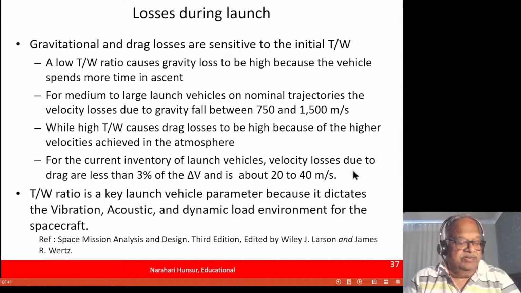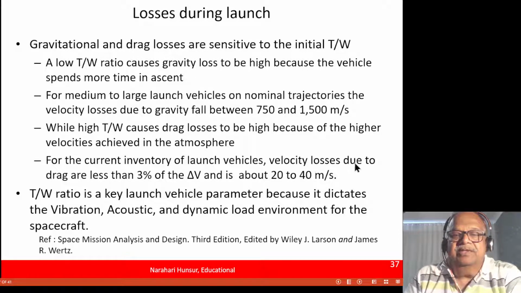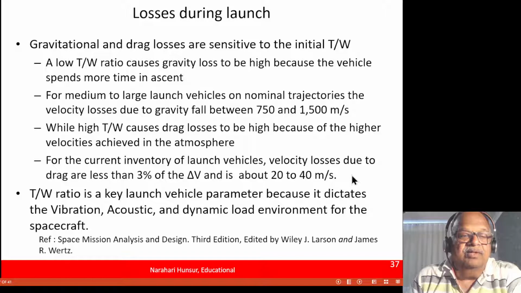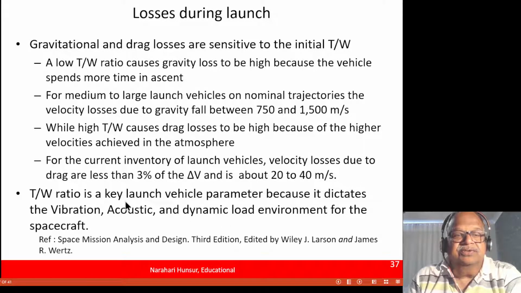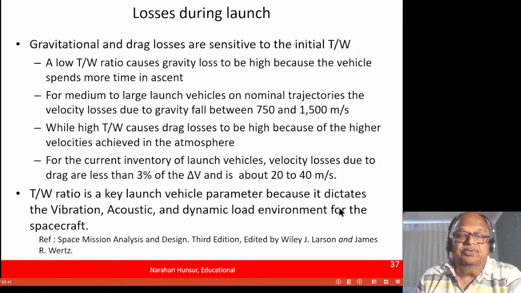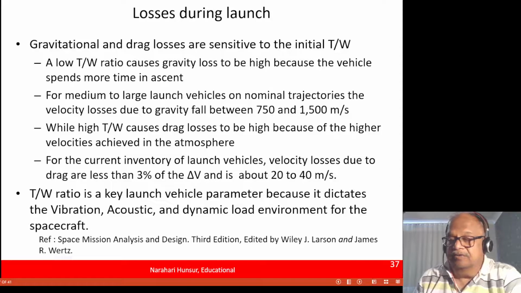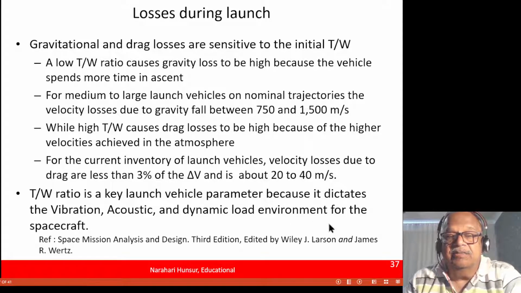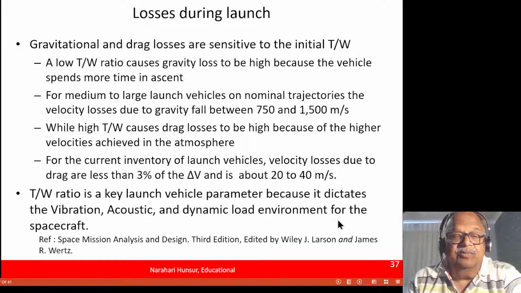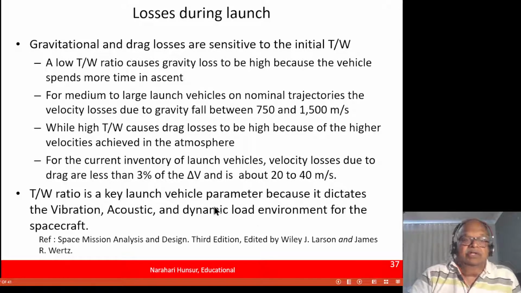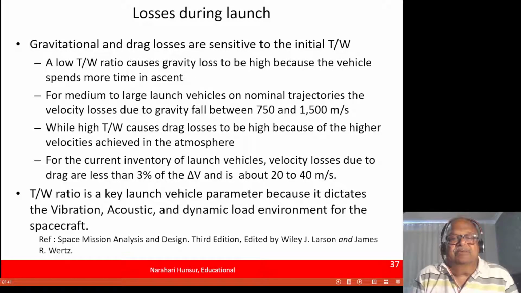So even though I spent a lot of time talking about drag losses, they're not the important thing. The biggest thing is the gravitational part. T by W ratio is a key launch vehicle parameter because it dictates the vibration, acoustics, and dynamic load environment for a whole lot of things. I cannot have a T by W of 4 with somebody sitting inside, human beings or other things. So thrust to weight ratio is also limited by what amount of vibration, acoustics, and dynamic loads your equipment can take.